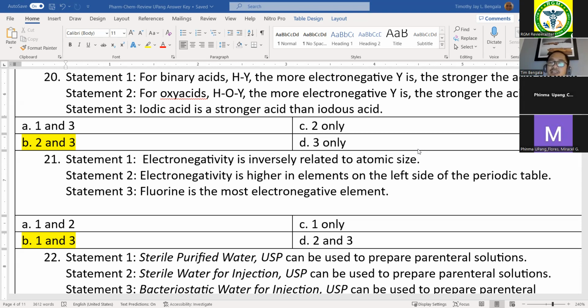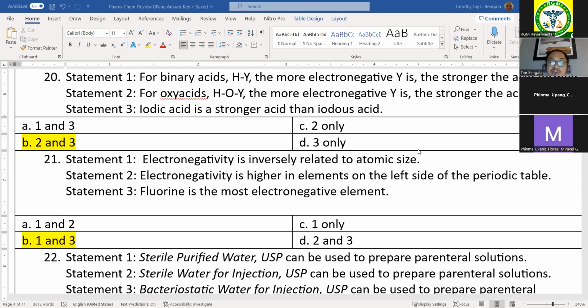So if you look at the periodic table, the smallest ones are on the right side, and the most electronegative ones are also on the right side. So statement number 1 is correct. Statement number 2, so electronegativity is higher on the left side. So hindi, no? Right side yung mas mataas. So left side, yun yung mas mababa, yung electronegativity kasi ngayon nasa left. Ito actually yung mga electropositive na yung mga cations mo. So statement 2 is incorrect.